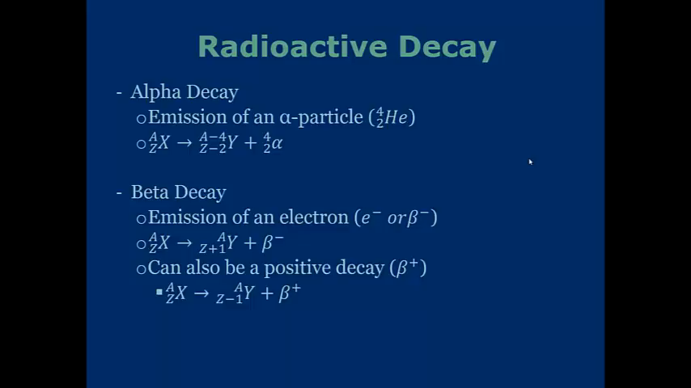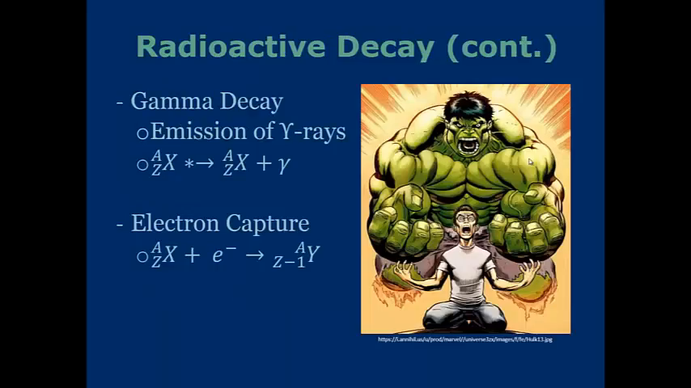Next up is beta decay. This is the emission of an electron. You will note that the mass doesn't change, but the charge will. This can also be positive, so take note of that. The other two that you will have to be able to recognize are gamma decay, or the emission of gamma rays, and electron capture, which is the absorption of an electron.